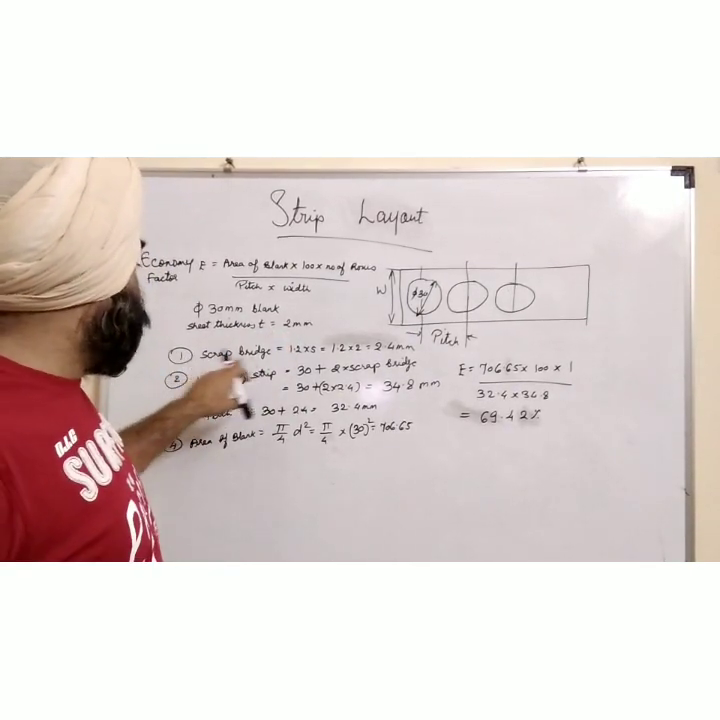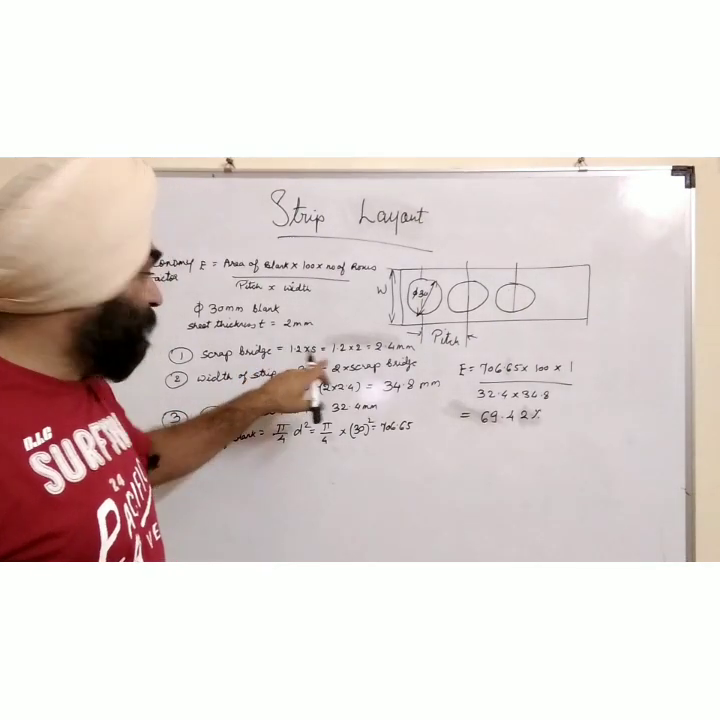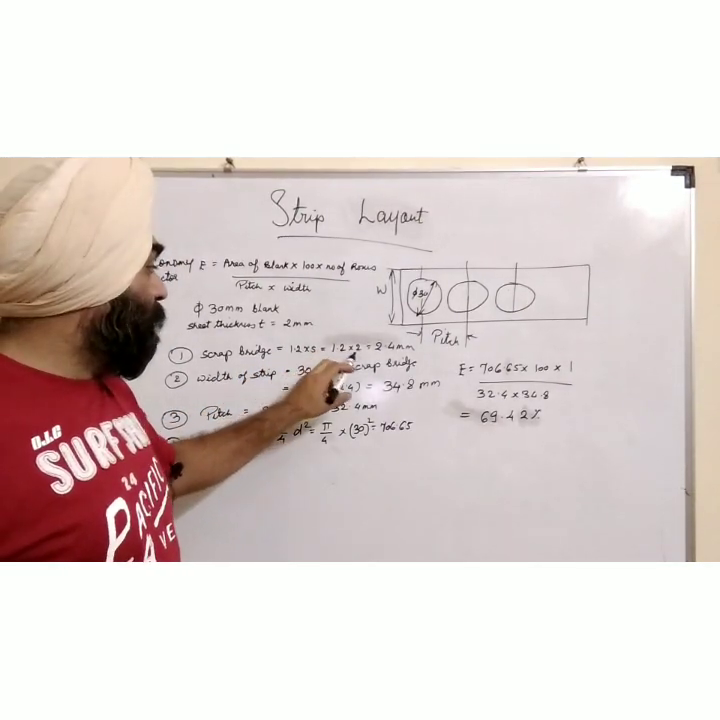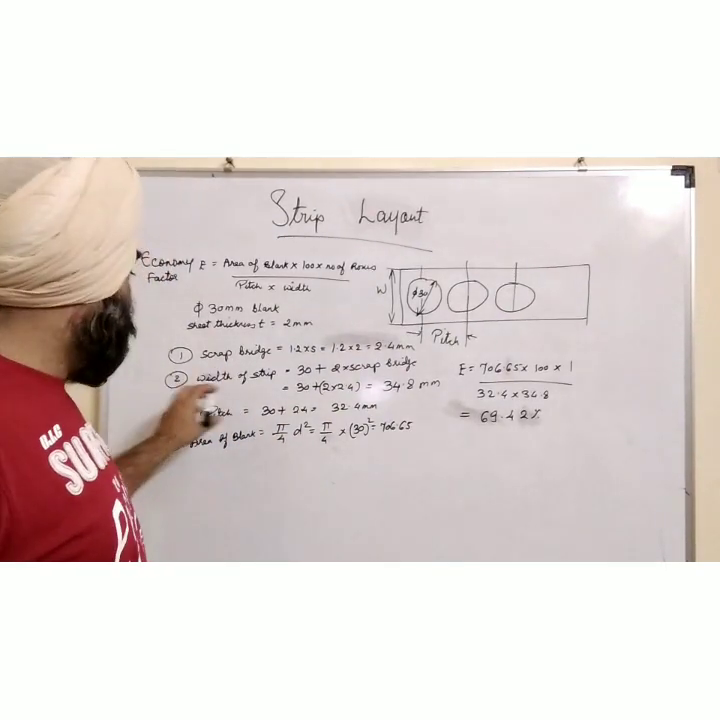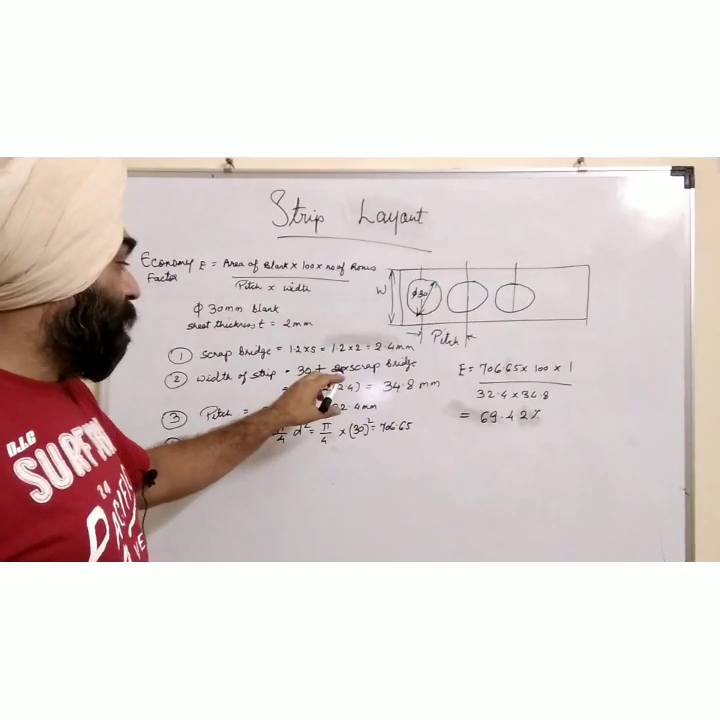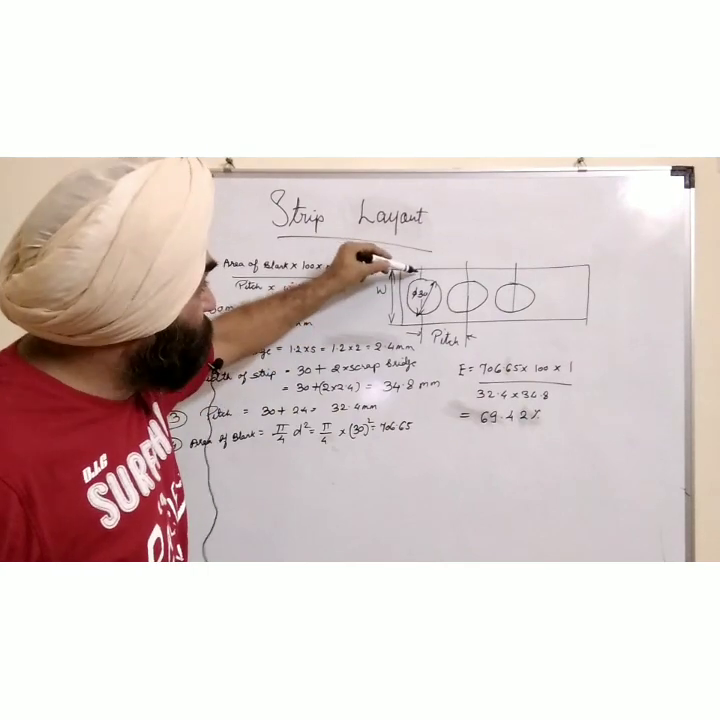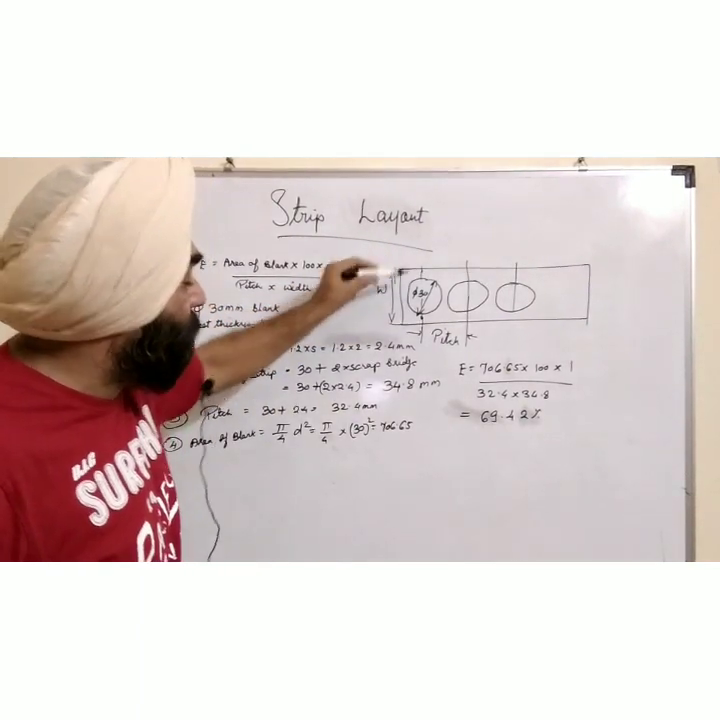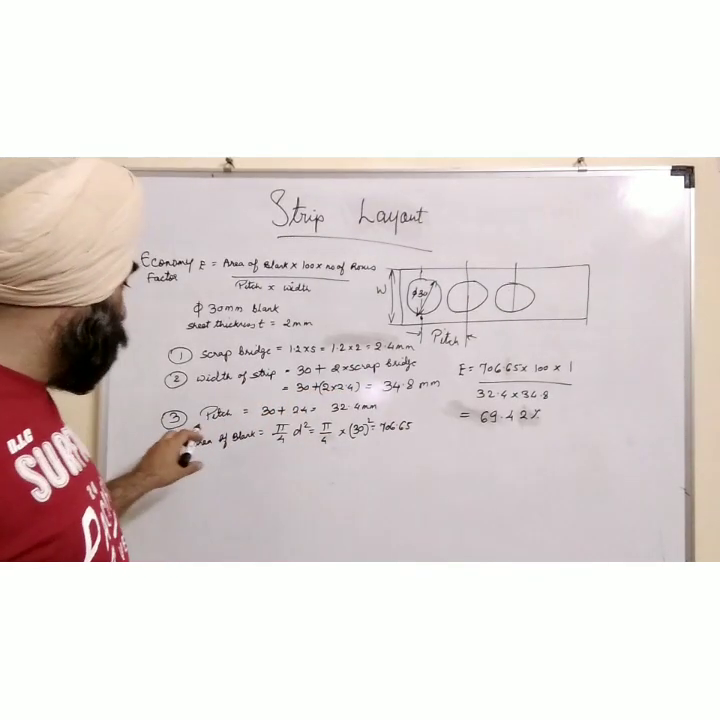So the first thing will be the scrap bridge. The formula is equal to 1.2 into sheet thickness, that is 1.2 into 2, which is 2.4 mm. Now from scrap bridge we will be able to find the width of the strip. Width of the strip is equal to 30, the diameter of the blank, plus 2 into scrap bridge, that is here and here scrap bridge. So we will have 30 plus 2 into 2.4, that is 34.8.